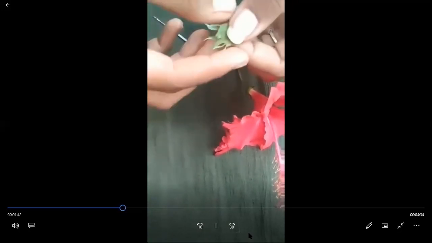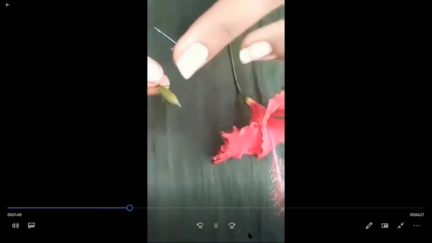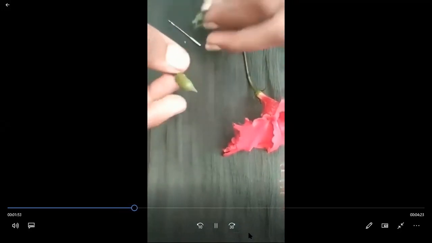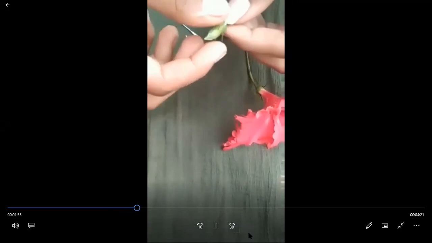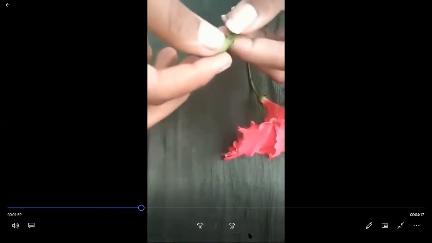Now, what is the function of the calyx? The function of the calyx is that it protects the flower in the budding stage. See, this is the bud and the bud is covered by the sepals. They will grow into a flower. Okay. We will keep this aside.